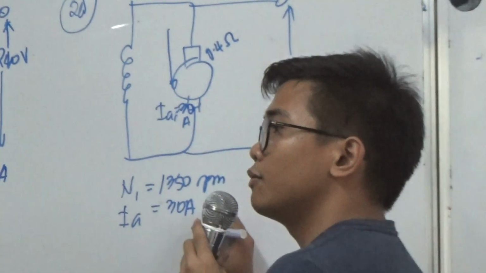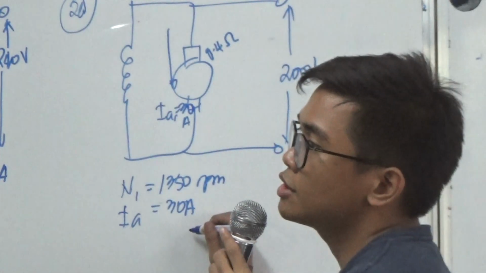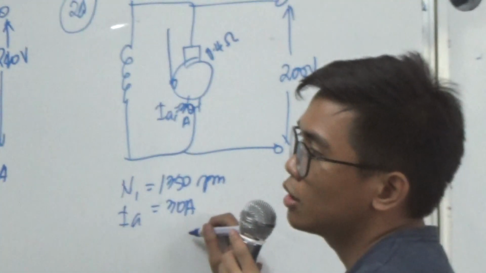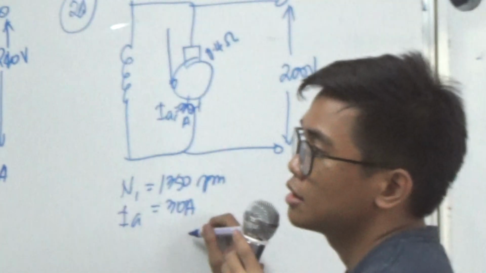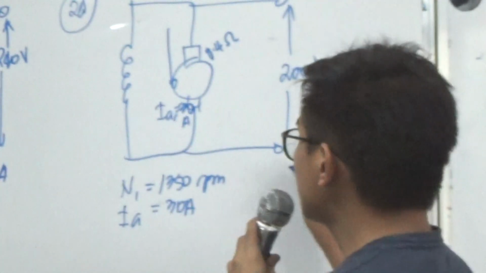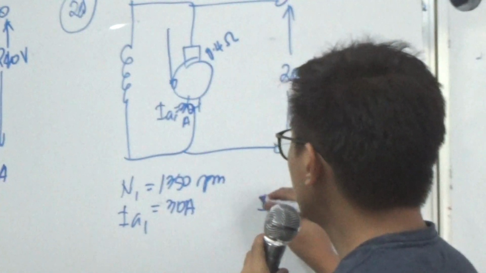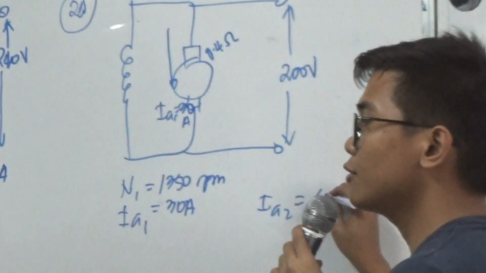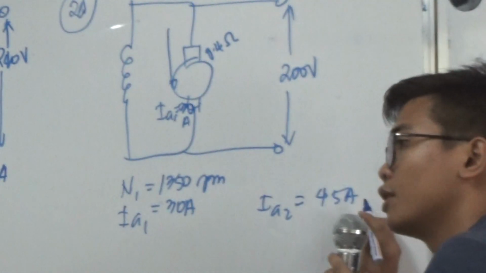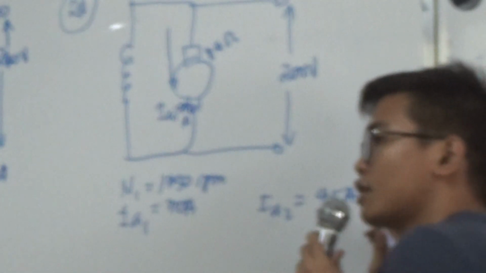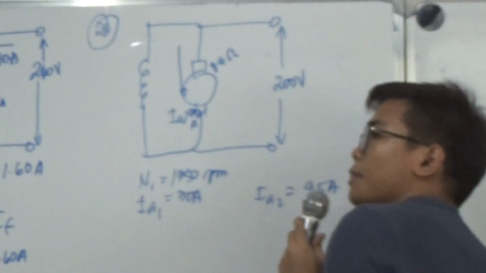If the load of the shaft of the motor is increased, so kung ang load daw ay tinaasan, so that the armature current increases to IA2, from 30 amps naging 45 amperes na siya. Determine the speed of the motor assuming flux remains constant.